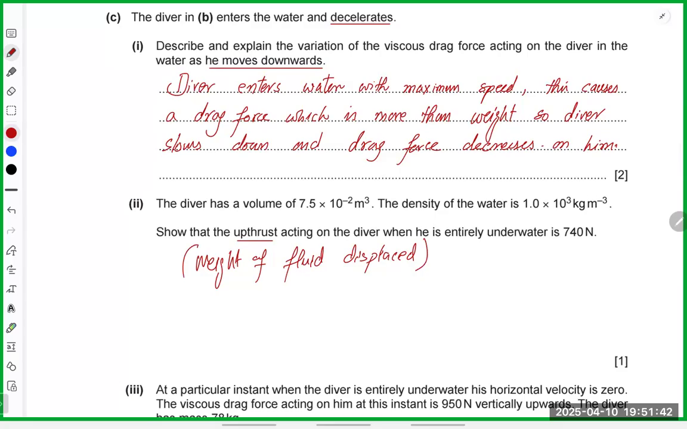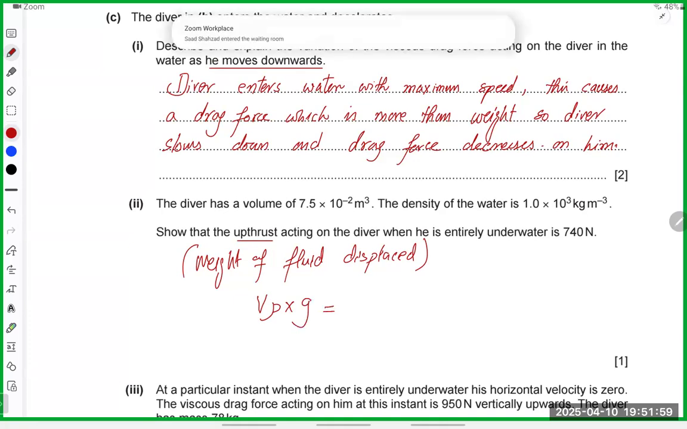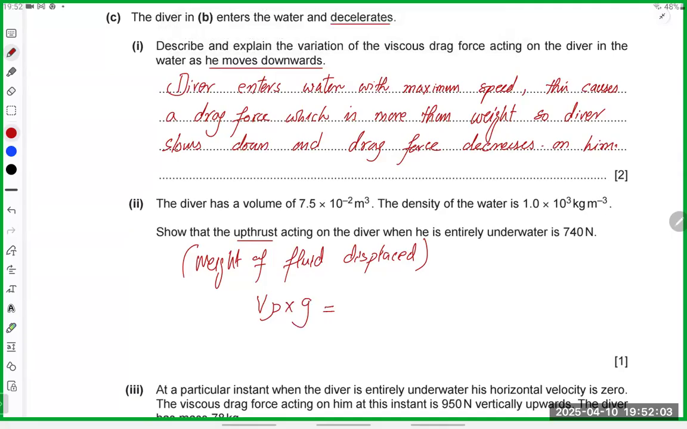How can we find weight? How can we find mass? Mass will be volume of the fluid displaced multiplied by density of the fluid. Density multiplied by volume is mass, and by multiplying with gravitational field strength, this will become upthrust. Now, sir, isn't the formula for upthrust rho g h? No, that is for pressure. It is V rho g: volume into density into gravitational field strength.